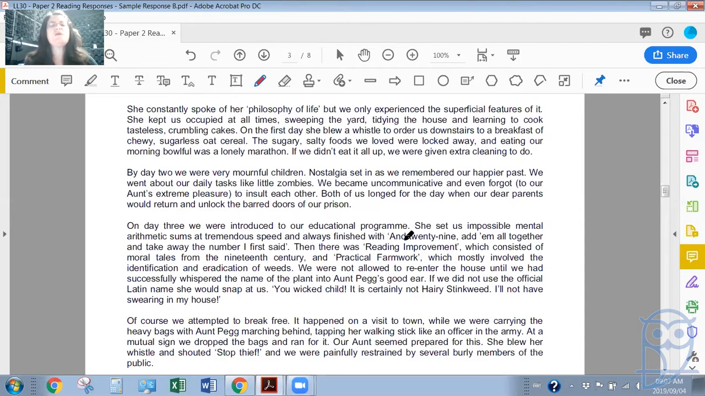Then there was reading improvement, which consisted of moral tales from the 19th century, and practical farm work, which mostly involved the identification and eradication of weeds. We were not allowed to re-enter the house until we had successfully whispered the name of the plant into Aunt Peg's good ear. If we did not use the official Latin name, she would snap at us. "You wicked child, it is certainly not hairy stinkweed. I'll not have swearing in my house."